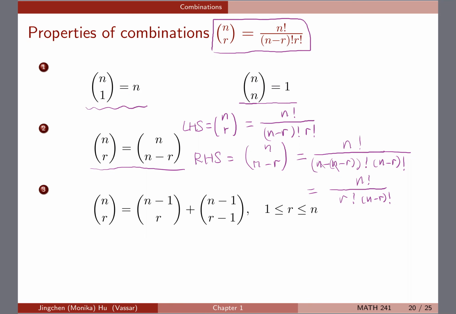The third property, which is pretty interesting, is that if you are trying to choose r objects out of n objects, which is n choose r, it is equivalent to n minus 1 choose r, plus n minus 1 choose r minus 1. And this is true if r is between 1 and n.